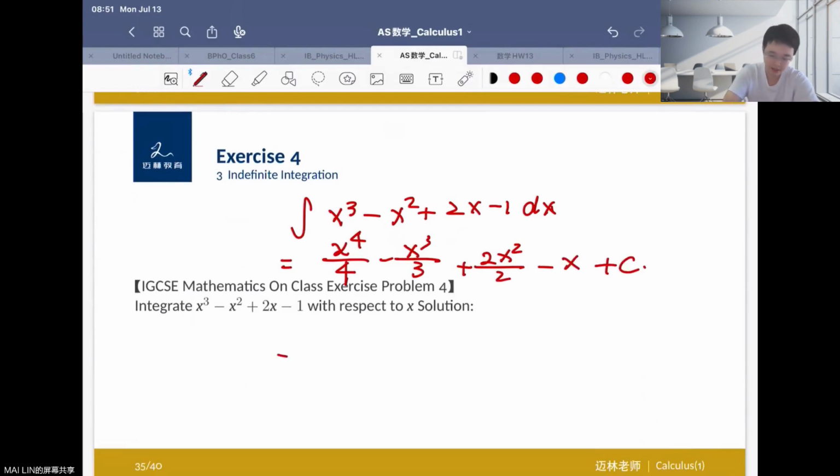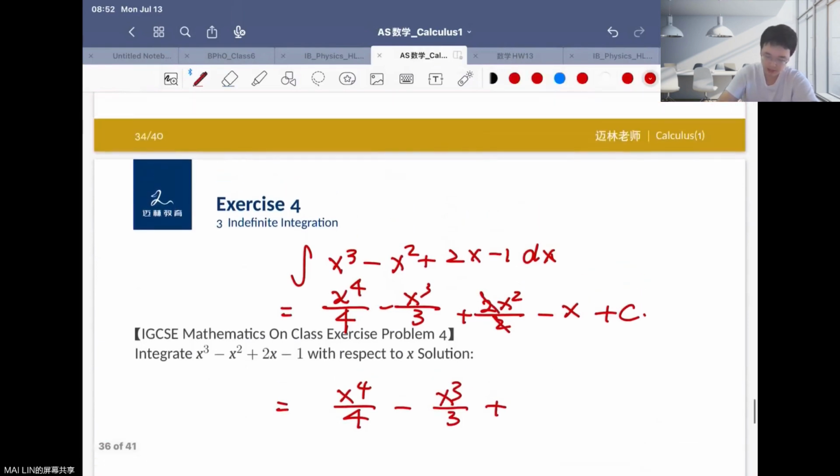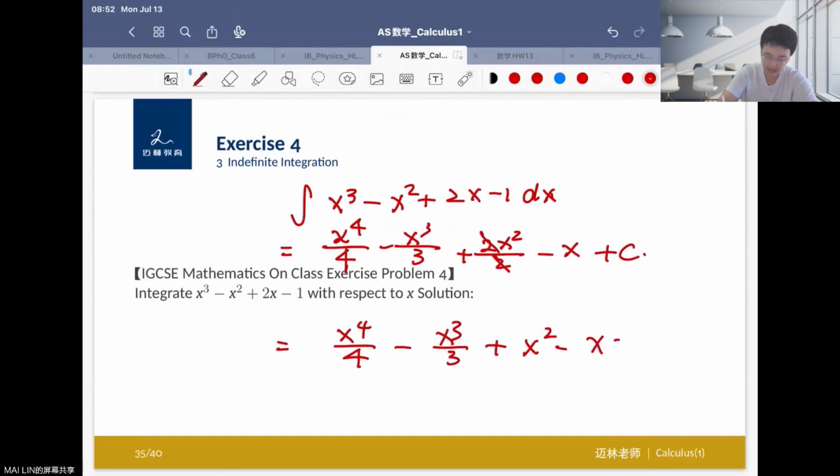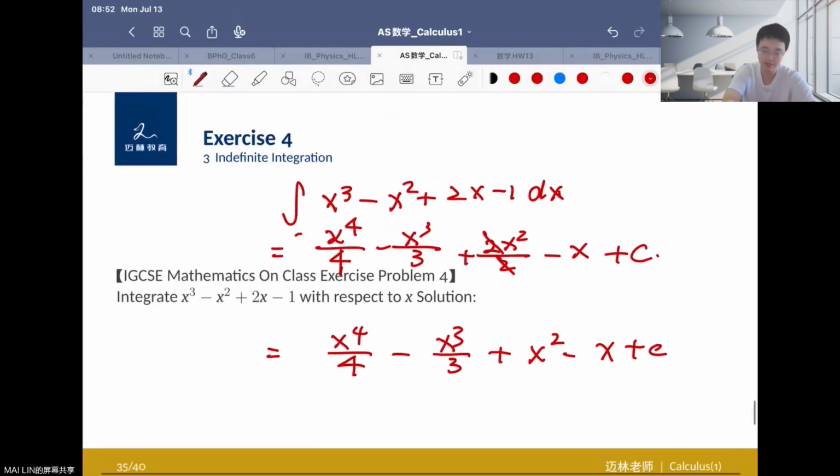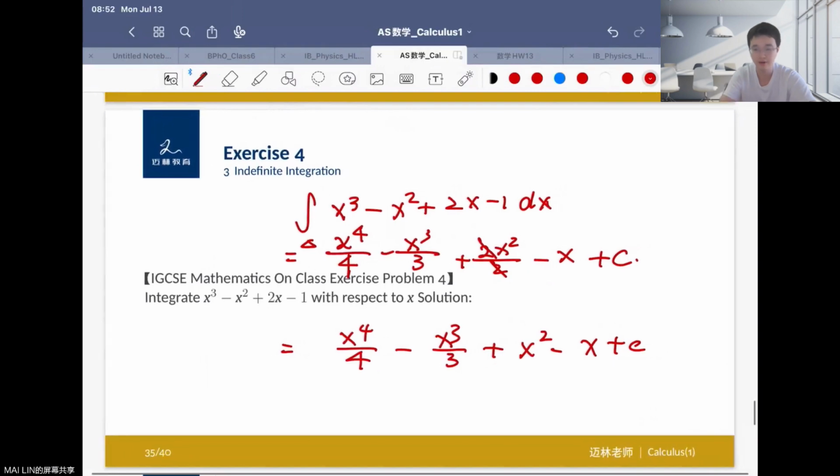So we can calculate it as x to the 4 over 4 minus x cubed over 3 plus 2x squared over 2. Here we can write that as x squared, because the 2 and 2 cancel. So x squared minus x plus c. That is the final answer. Please remember the integration notation here. This probably is not very difficult, but I hope you can remember it.